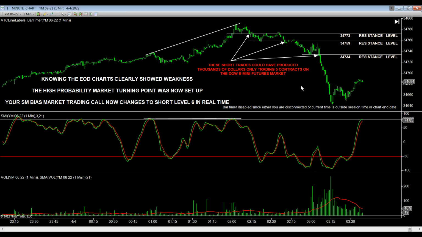Are they going to start this whole party off for the short? They sure as hell did. And that's when things changed dramatically.